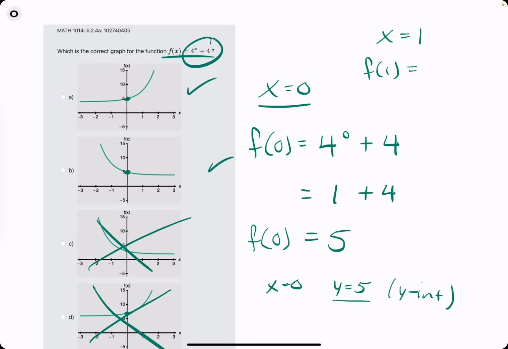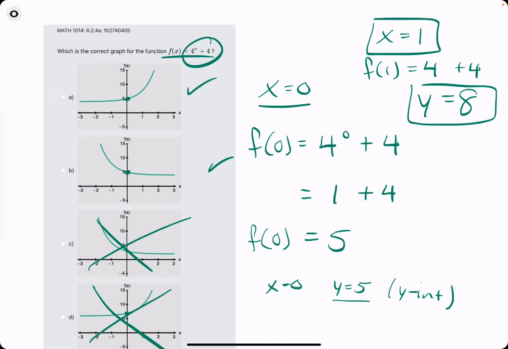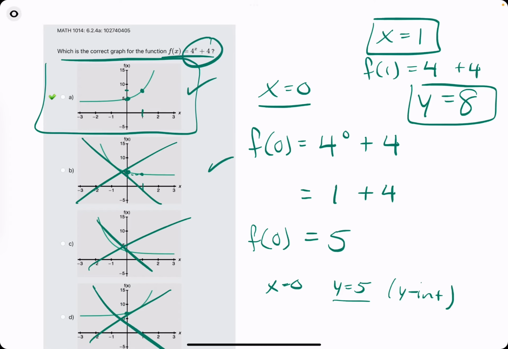So f of 1 would be 4 to the 1 plus 4. 4 to the first is just 4, and 4 plus 4 is 8. So what we just found is that y should be 8 when x is 1. Which graph has this ordered pair? At x equals 1, the y value should be about 8, which looks about right on option A. But on option B, at x equals 1, this y value is less than 5 right here, right? So less than 5 is not going to equal 8, so A must be our answer.